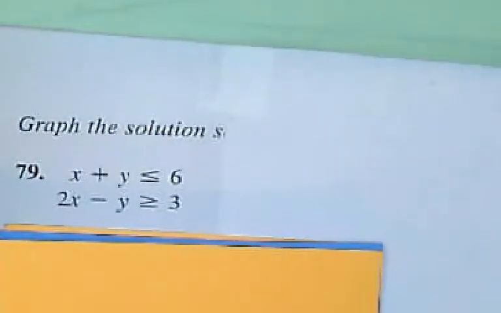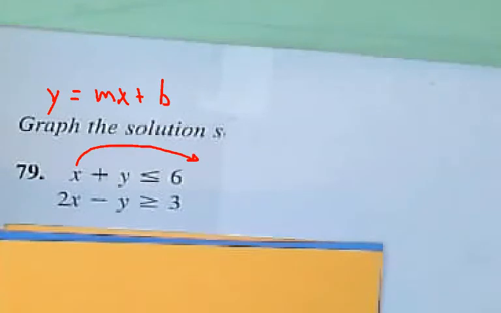So we need to write it in y equals mx plus b form. That's just the way it has to look, or we cannot graph it, right? So what do I need to do? I need to move the x over here. So I'm going to subtract the x, and then I'll have y is less than or equal to negative x plus 6.